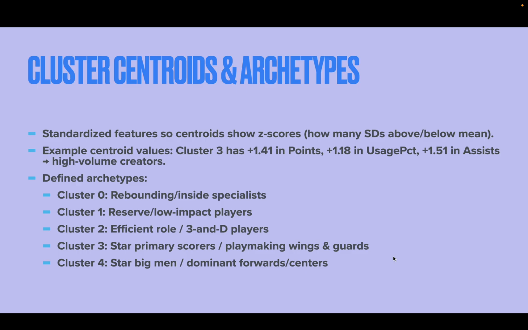Cluster 3 is the star primary scorer, playmaker. Typical in this bucket were wings and guards. So think about LeBron James, Steph Curry, Kobe Bryant, the star guard players in the league. And then cluster 4 is your star big men, dominant forwards and centers. So players that have high efficiency, great at rebounding, and also good scorers.